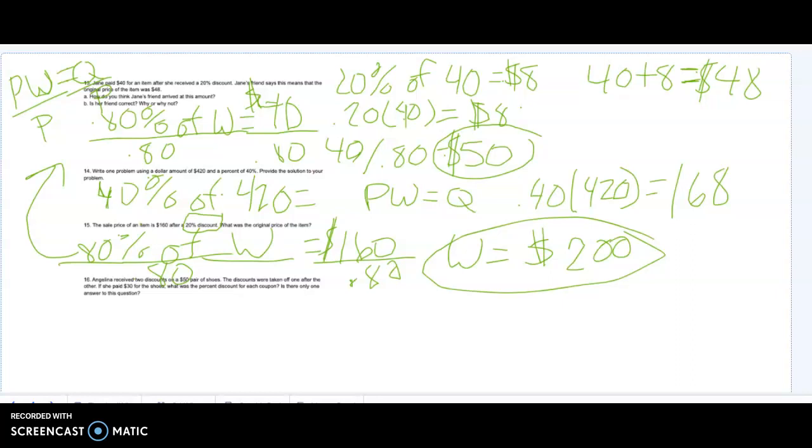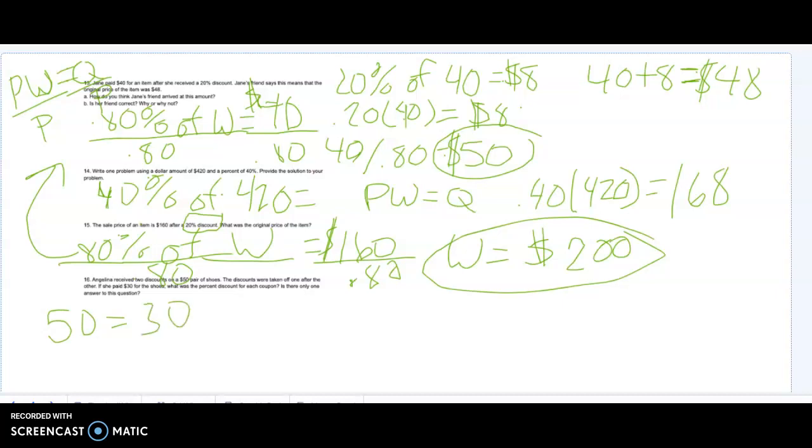Number 16. Angelina received two discounts on a $50 pair of shoes. The discounts were taken off one after the other. If she paid $30 for the shoes, what was the percent discount for each coupon? Is there only one answer to this question? No, there's multiple answers to this question. You can do this however you see fit. But let's see. The whole is $50. And it's going to end up equaling 30.